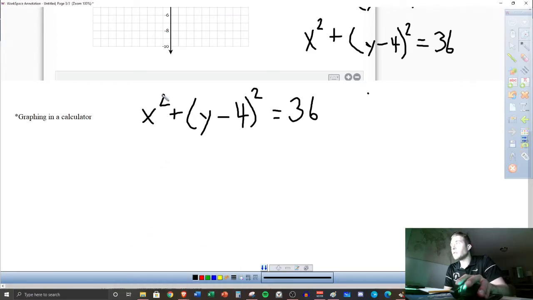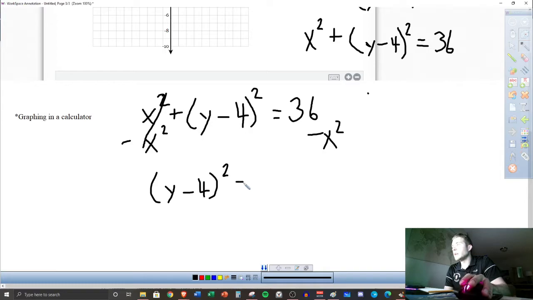So the first thing that I would want to get rid of, remember, thinking of inverse operations, inverse order of operations. I can't square root this first, by the way. A lot of students that have done this in person have said, hey, I need to square root this. That can't happen because of this plus sign, okay? Inverse order of operations, I need to get rid of the plus sign first. How do I get rid of this x squared? Well, I'm going to subtract it, right? Minus x squared goes away, we get y minus 4 squared equals 36 minus x squared.